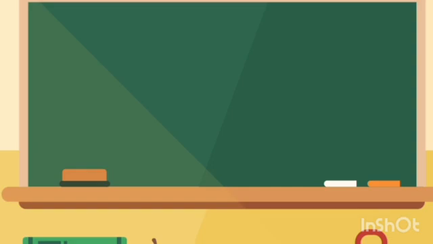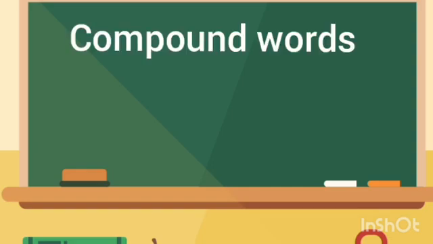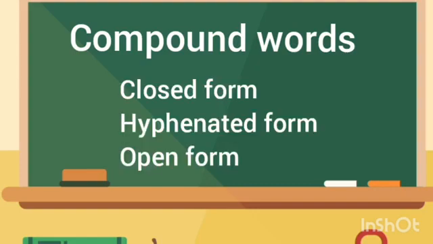Let me move on to the next topic. Compound words. What is meant by a compound word is a combination of 2 or more words that function as a single unit of meaning. So it gives a single meaning: 2 words combined together will be called one word. We have 3 forms of compound words. The first one is closed form, meaning 2 words combined together with no space in between.